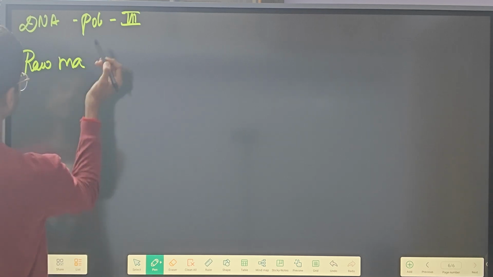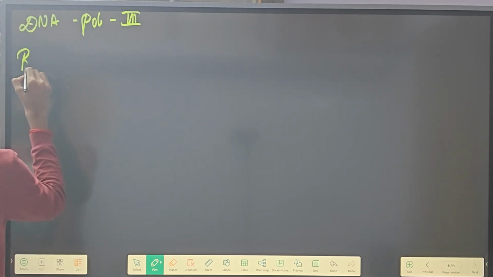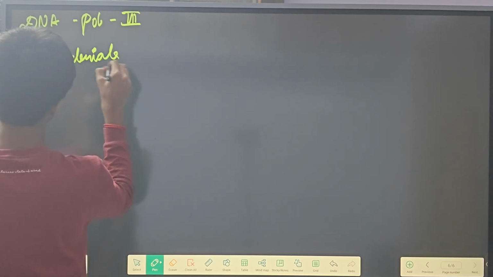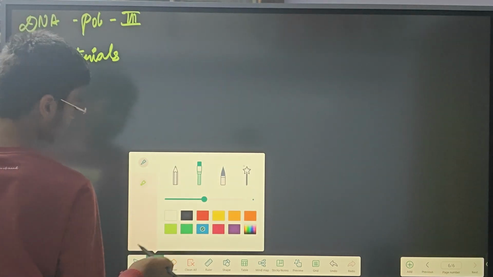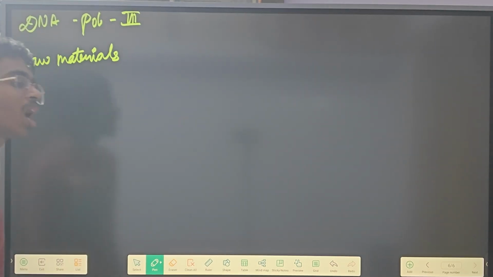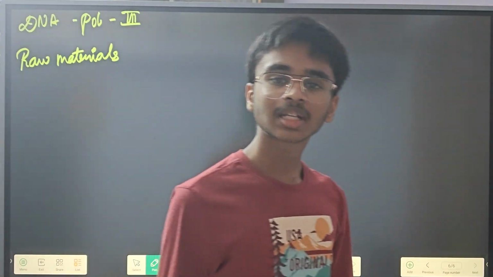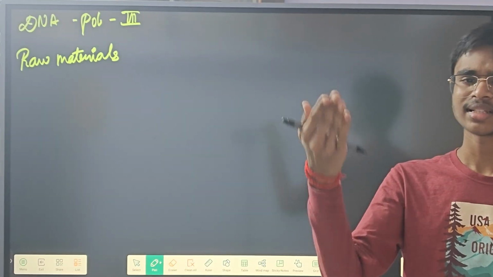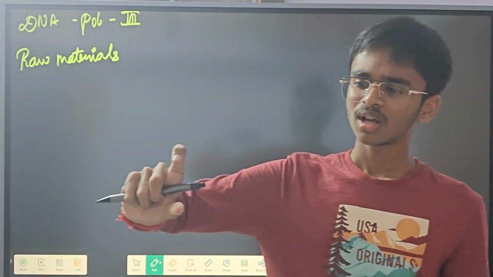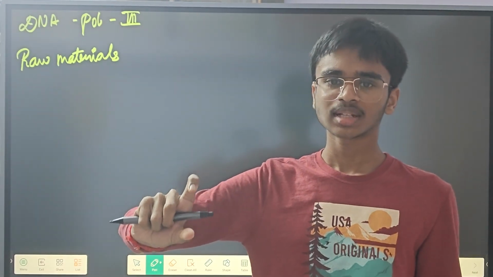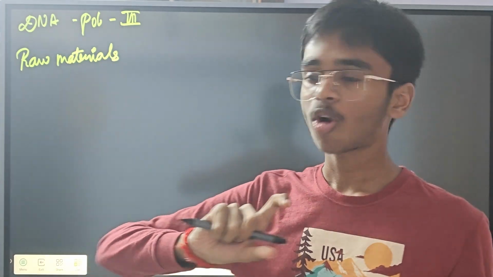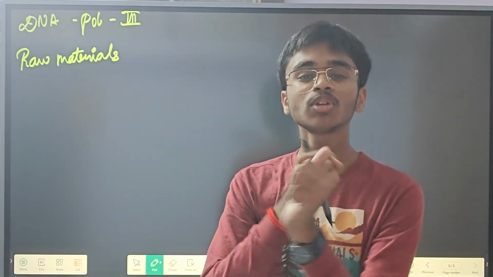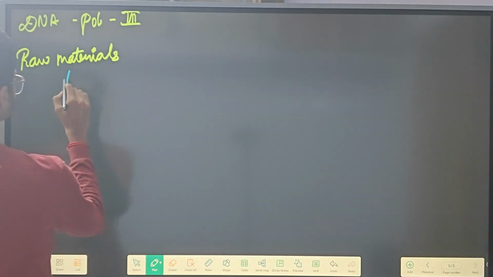Sorry, not RNA materials, raw materials. So raw materials will be formed. Raw materials, in the sense that these raw materials are important for the formation of the new DNA. For example, DNA is a long chain of nucleotides, a polymer of nucleotides, right? So those nucleotides will be formed. Here the raw material itself is the nucleotide.